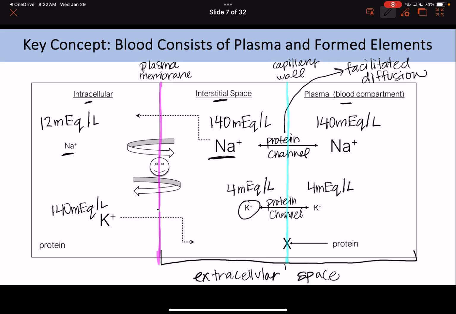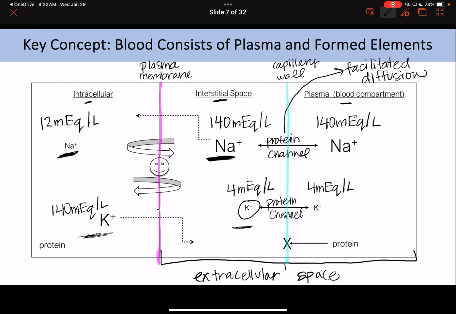Okay. Now, one thing that we haven't mentioned yet: we talked about how sodium is a lot on the outside of the cell, a little bit on the inside. Potassium is the opposite, a lot on the inside and a little bit on the outside. And so we have uneven concentrations across the membrane here.